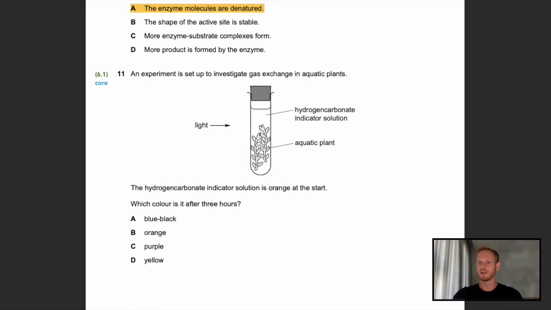Number 11. The experiment is set up to investigate gas exchange in aquatic plants. The hydrogen carbonate indicator solution is orange at the start. Which colour is it after 3 hours?